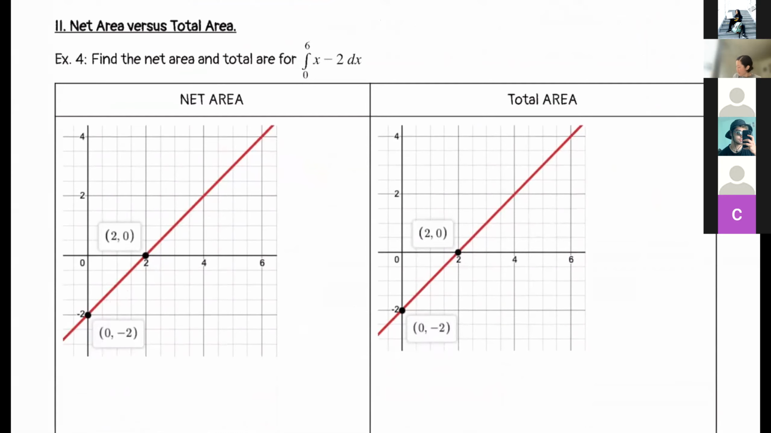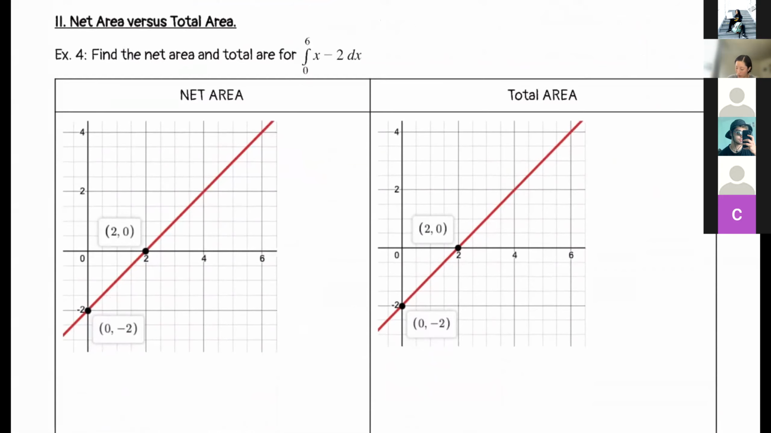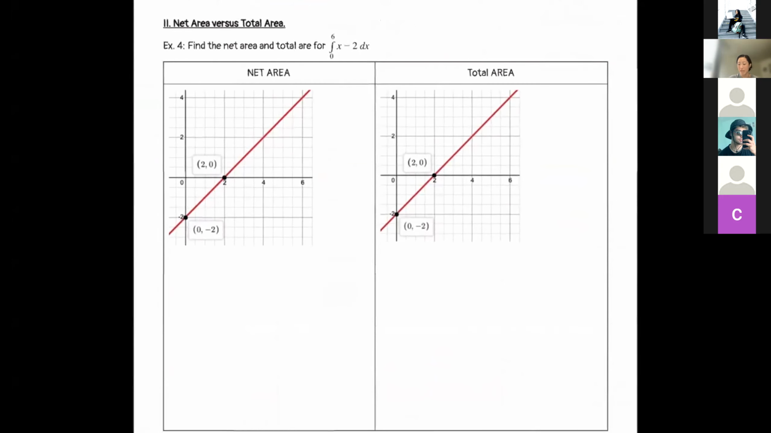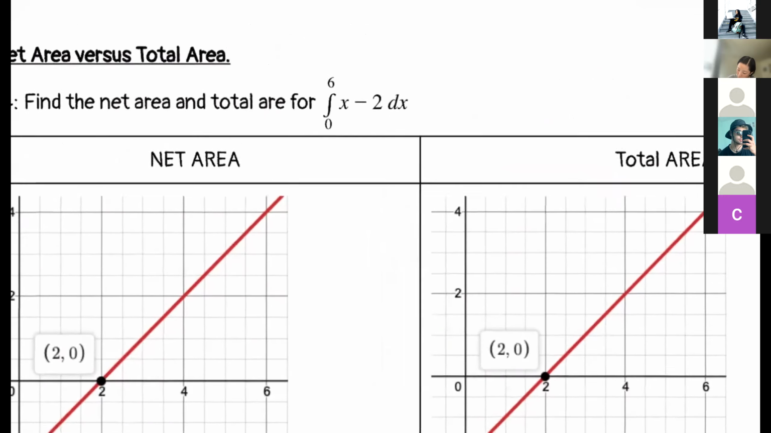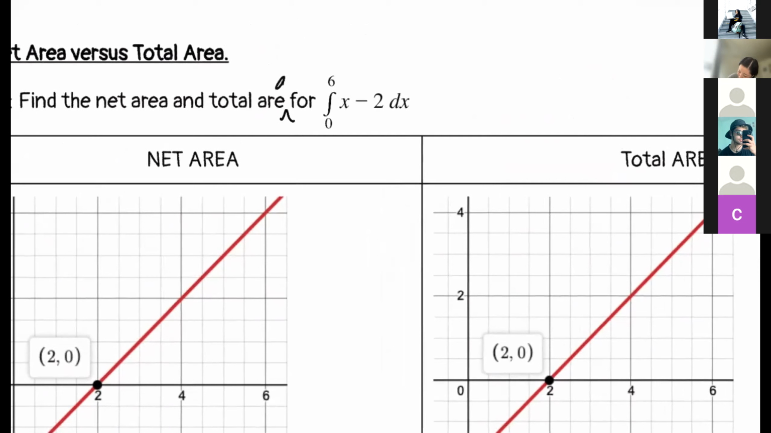So net area versus total area. We're going to do one example on this. I know that it's not that many, but I think that there's a lot of value in this one particular problem. And I think that concept will hit upon one of the questions that was brought up earlier about what if the area can be 0 at some time. So let's take a look at this question. This says, find the net area and total area for this integral.